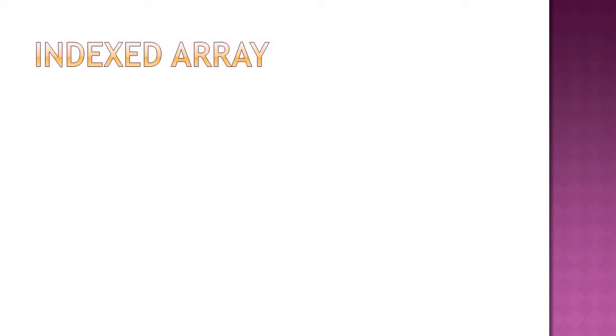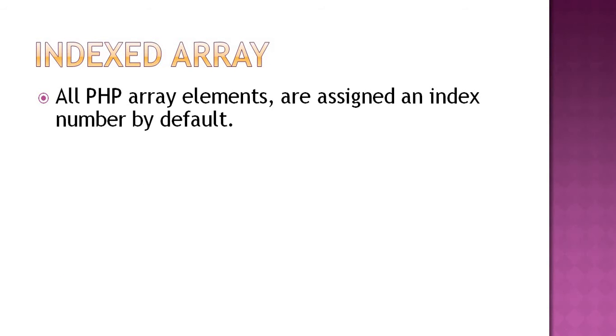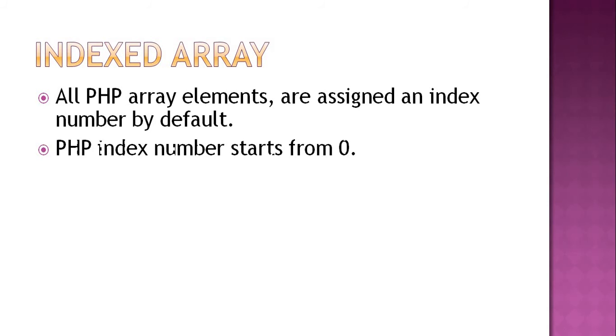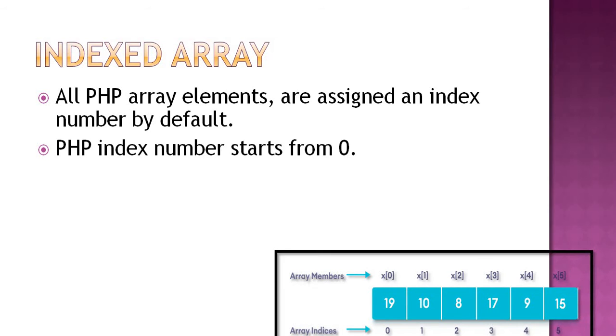First one, indexed array. All array elements are assigned an index number by default. So by default, each and every element of an array is going to get one index. PHP indexes start from 0. So the first index is going to be 0 and so on. Let us understand this in a diagram.